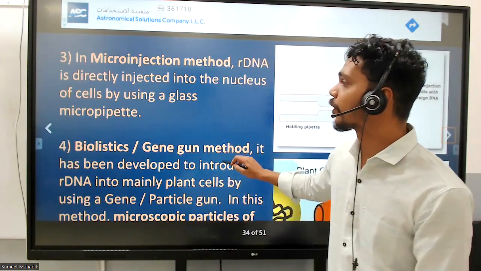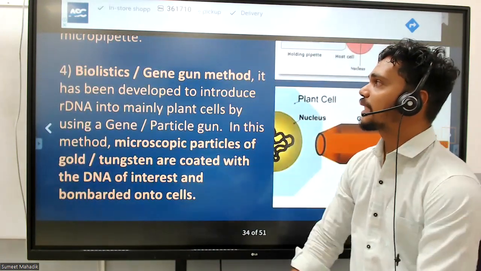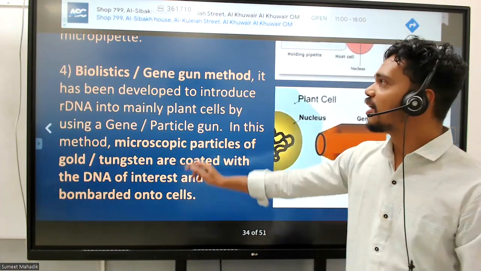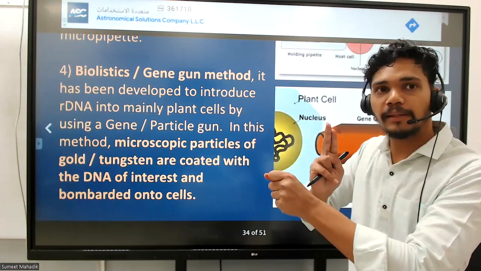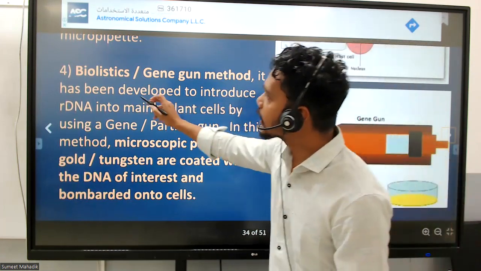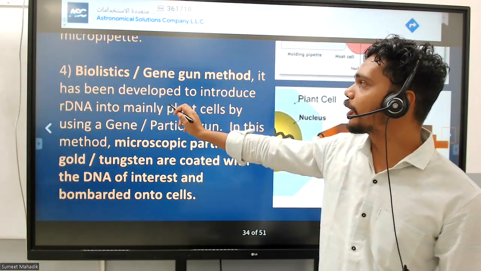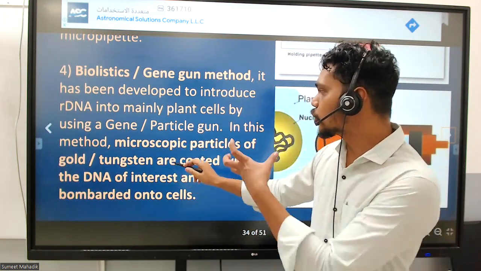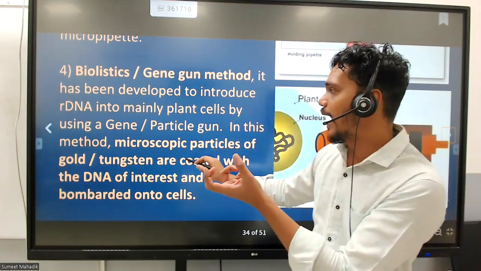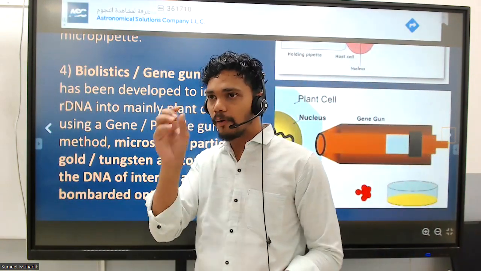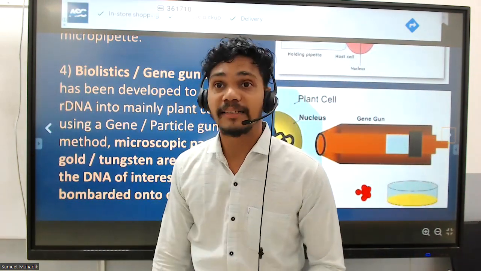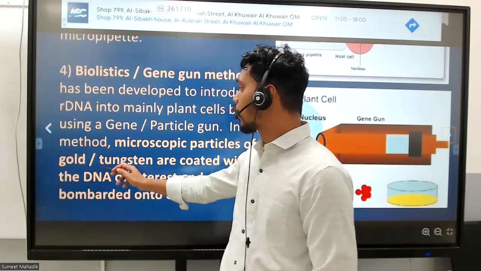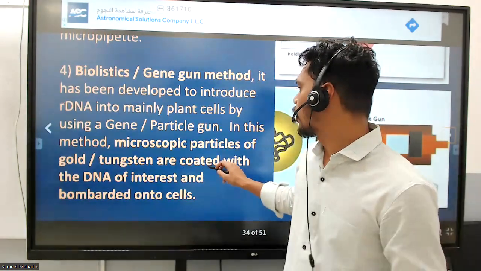That is more important. Now, biolistics. What is biolistic? Not lipstick. Biolistics, gene gun method. It has been developed to introduce rDNA mainly into plant cells using a gene particle gun. In this method, microscopic particles of gold and tungsten are used, because gold and tungsten have the property to penetrate into the plant cell. We will cut it open, right? So gold or tungsten coated with DNA.